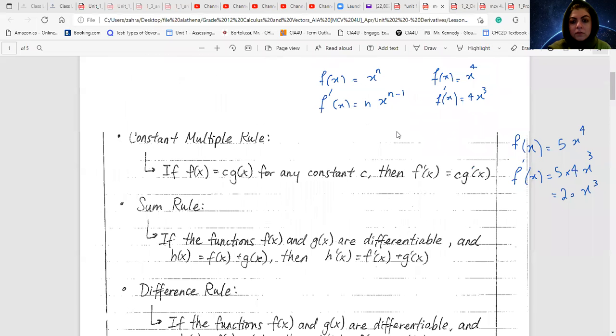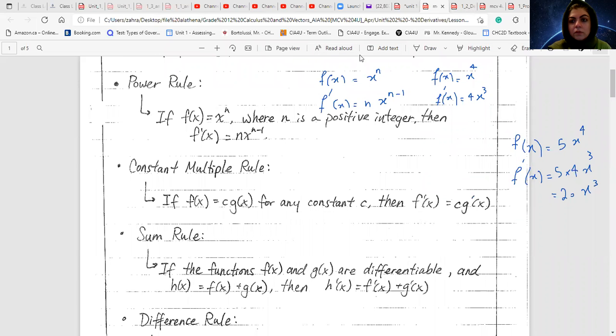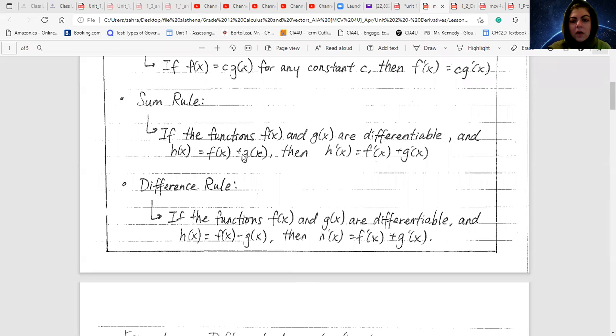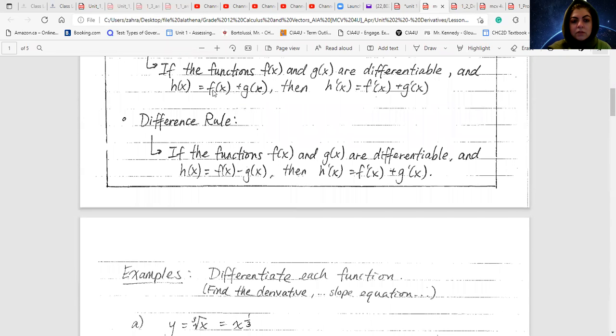Okay, so I'm going to erase that. As you see, these are the rules. If you have a constant, you keep the constant. Okay, how about if you add two things adding together, what's going to happen? When two functions are added together, the derivative of the whole thing is going to be the derivative of each individual.